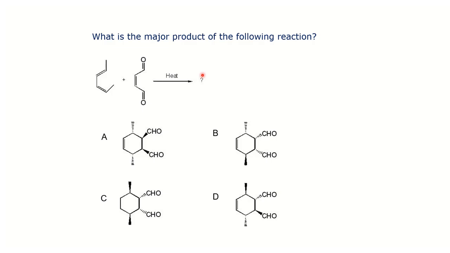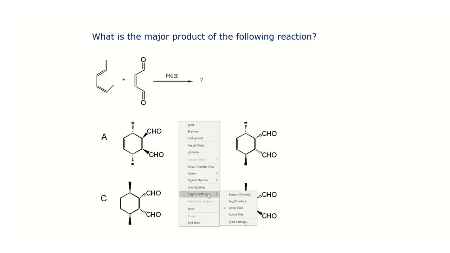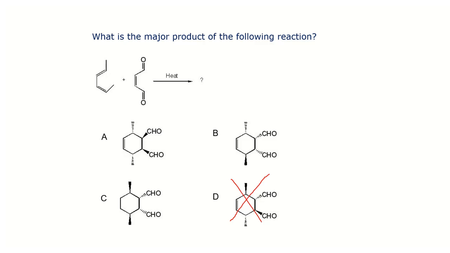So we could easily answer a question like this, and of course you can see that the electron withdrawing groups on the dienophile are Z's, and so on the ring you'd expect them to be cis. So that removes this option, because you can see that here those electron withdrawing groups are trans.